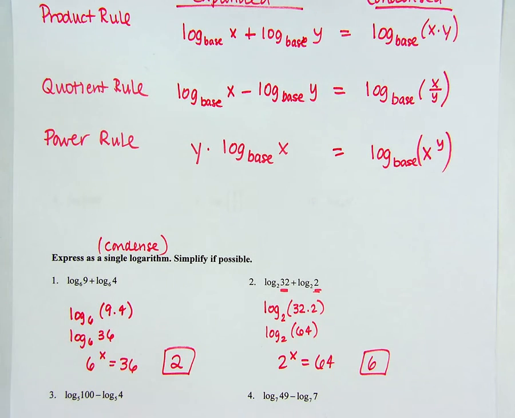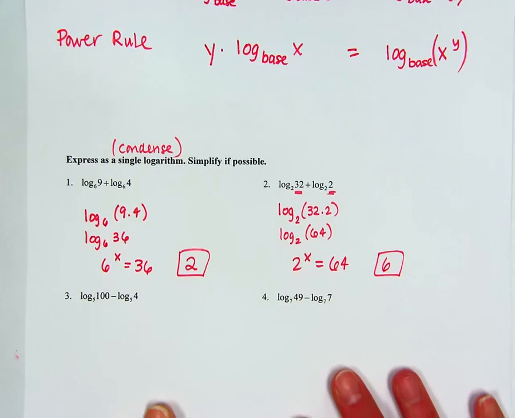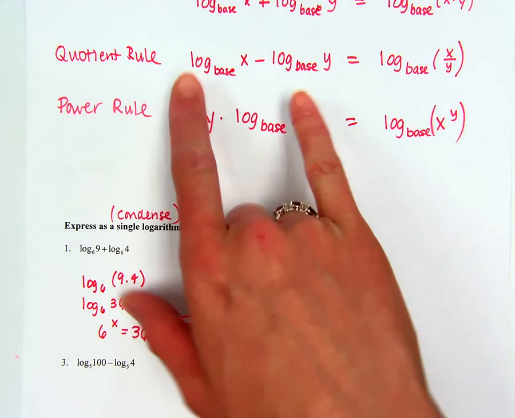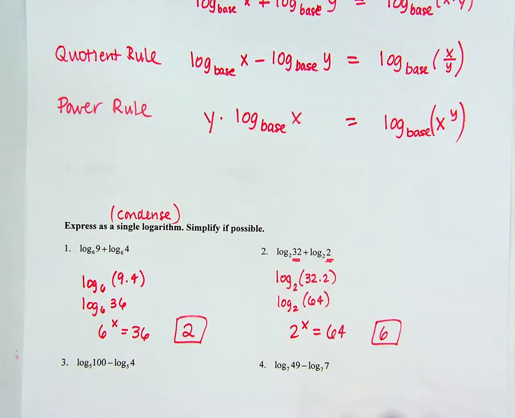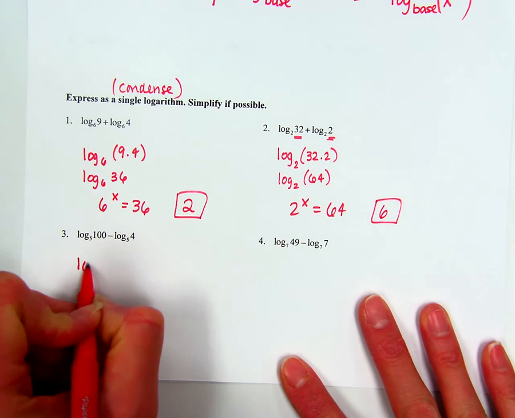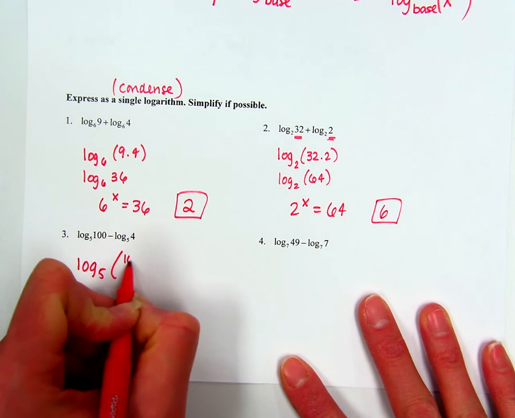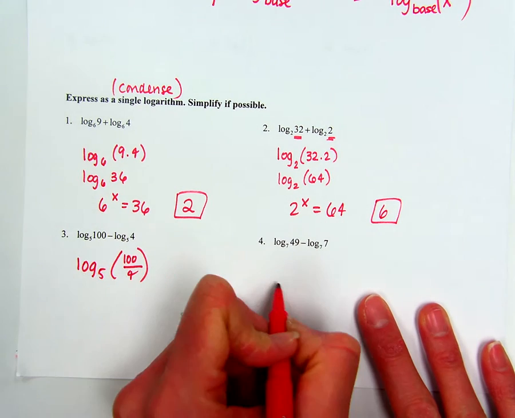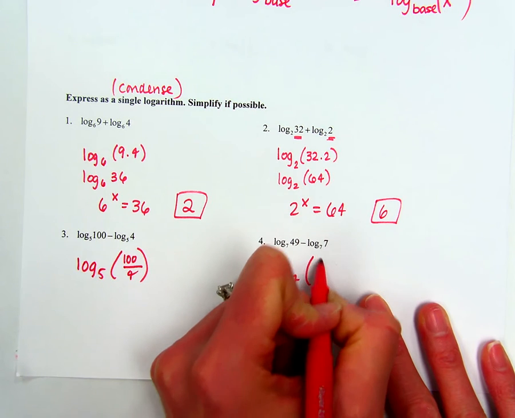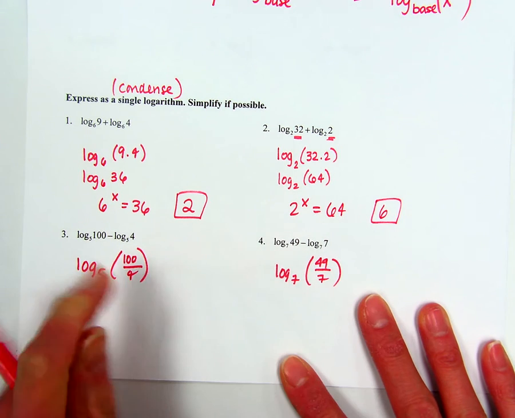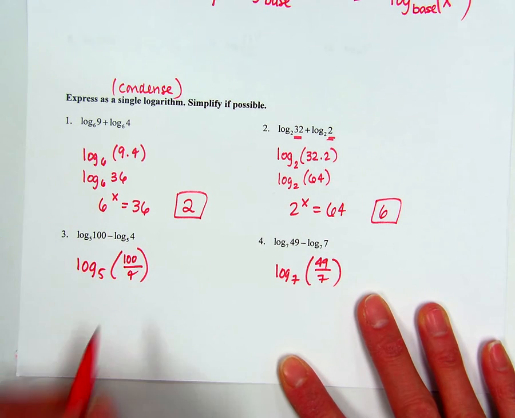Okay? Now if you notice, the next two problems are subtraction. So that's going to be our quotient rule. If you see subtraction, you actually just divide. So it's log base 5, and I need to do 100 divided by 4. This one is log base 7 of 49 divided by 7. So it's always the first number divided by the second number.